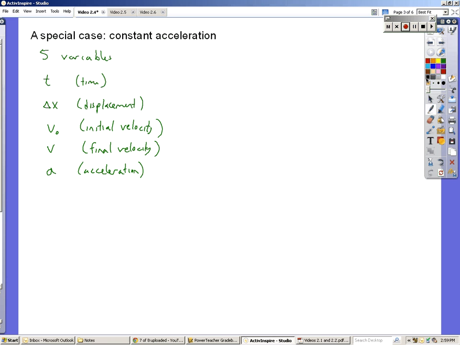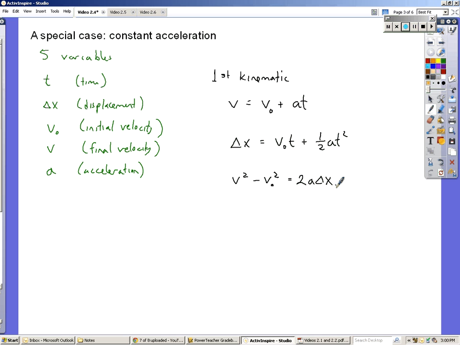There is the first kinematic, which says v equals v naught plus at. There is the second kinematic, delta x equals v naught t plus 1/2 at squared. And there's the third kinematic, v squared minus v naught squared equals 2a delta x, which can actually be derived by taking the first 2 kinematics and using algebra.